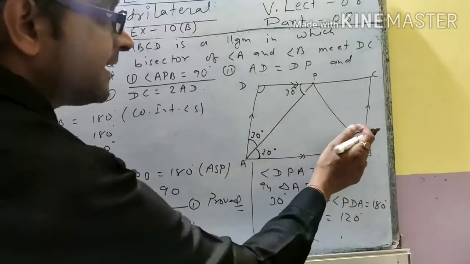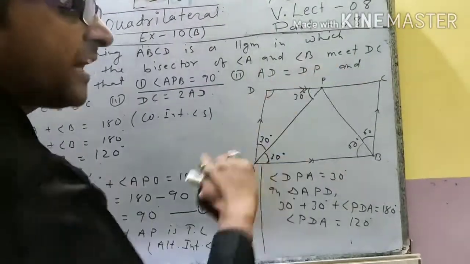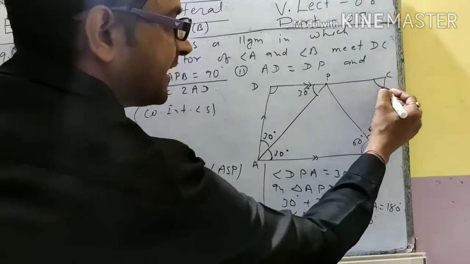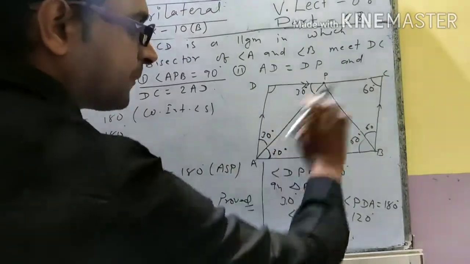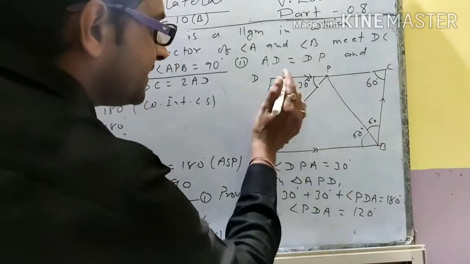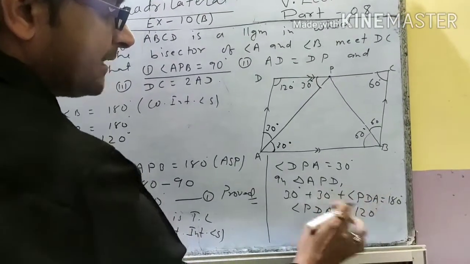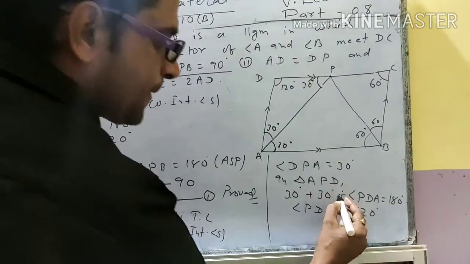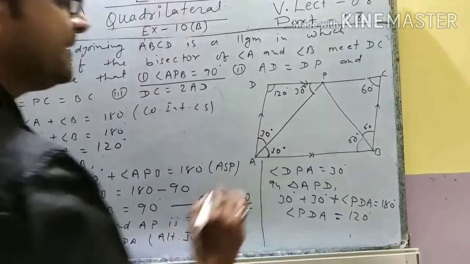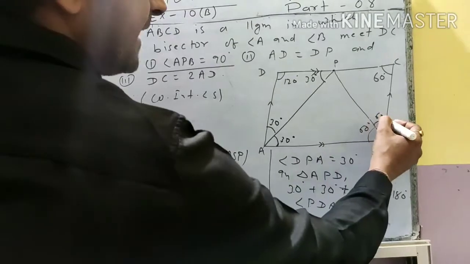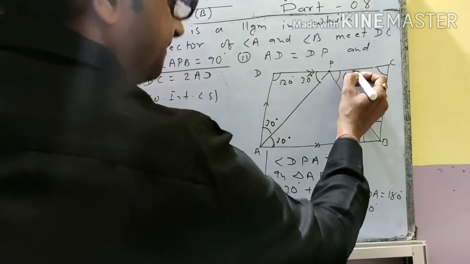In another way, we can say angle B is equal to angle D. We know that in a parallelogram, opposite angles are equal. This angle is 60 degree, so this angle is also 60 degree. This angle is 120 degree, so this angle is also 120 degree, because opposite angles are equal. But mathematically, we can prove it this way also. So angle PDA is equal to 120 degree. If this angle is 60 degree, so this angle is also 60 degree.